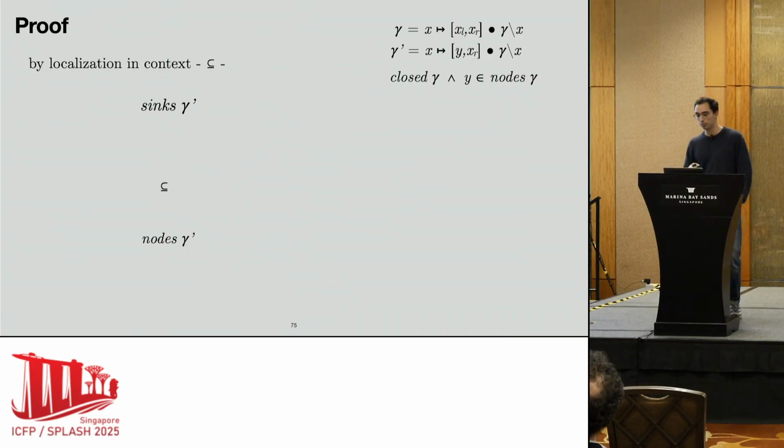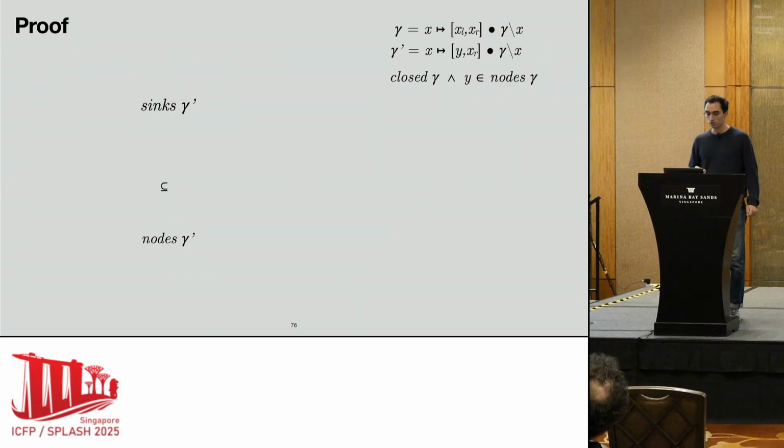So we proceed by equational reasoning, and we start from sinks of gamma prime, and we want to get that this is contained in the nodes of gamma prime. So we begin by rewriting by the definition of gamma prime.